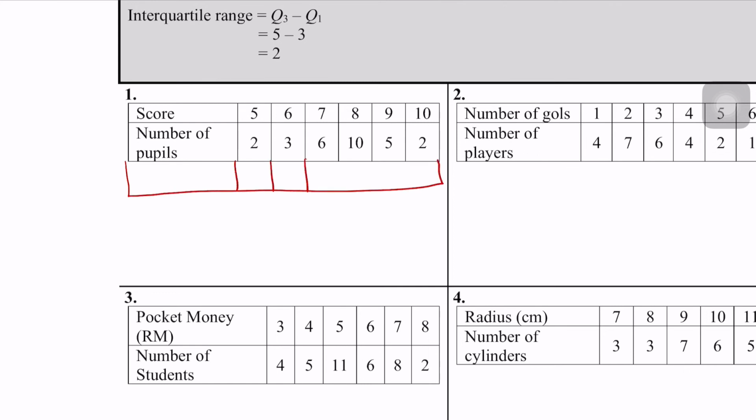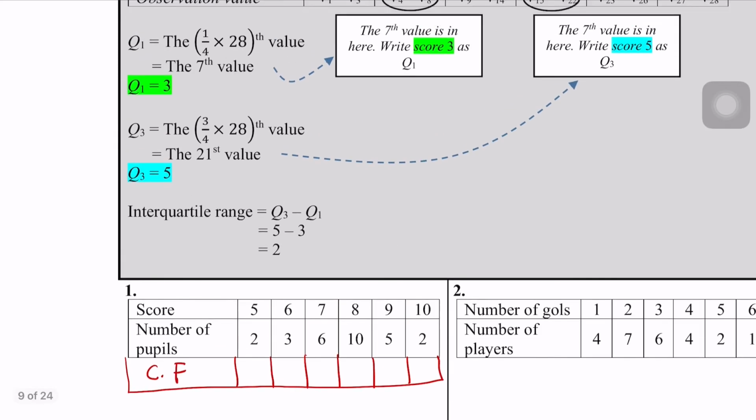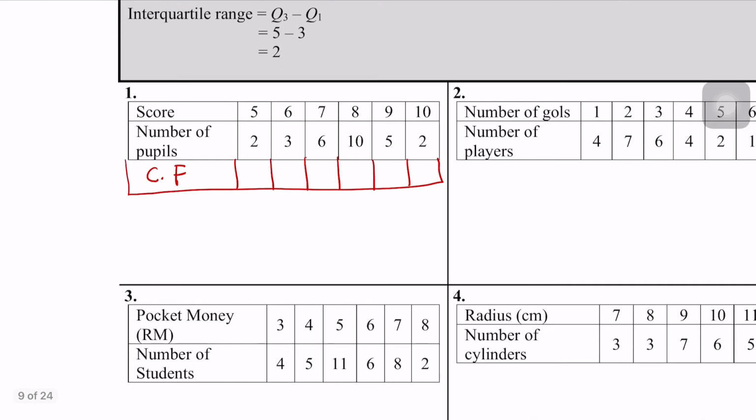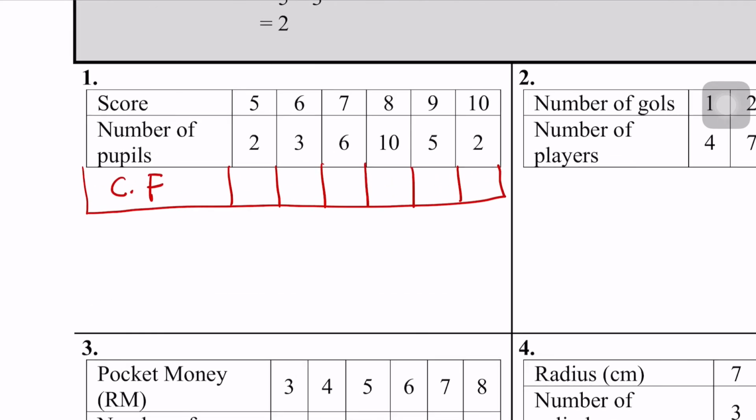row, which is cumulative frequency. Cumulative frequency iaitu kekerapan longgokan. Maksudnya awak kena longgokkan dia punya frequency. So the first one we have 2. So sini 2. Lepas tu untuk sini pula, 2 tambah 3 dapat 5. Lepas tu untuk sini pula, awak boleh buat 2 tambah 3 tambah 6, dapat 11.